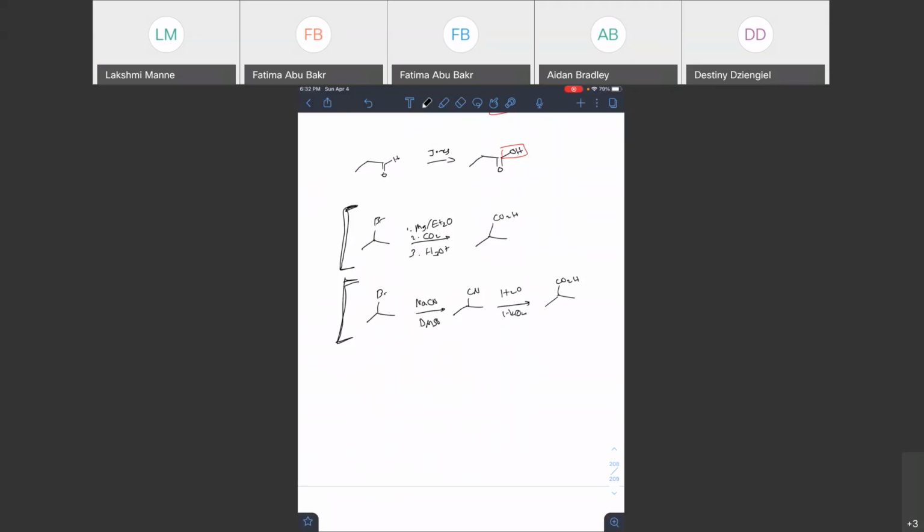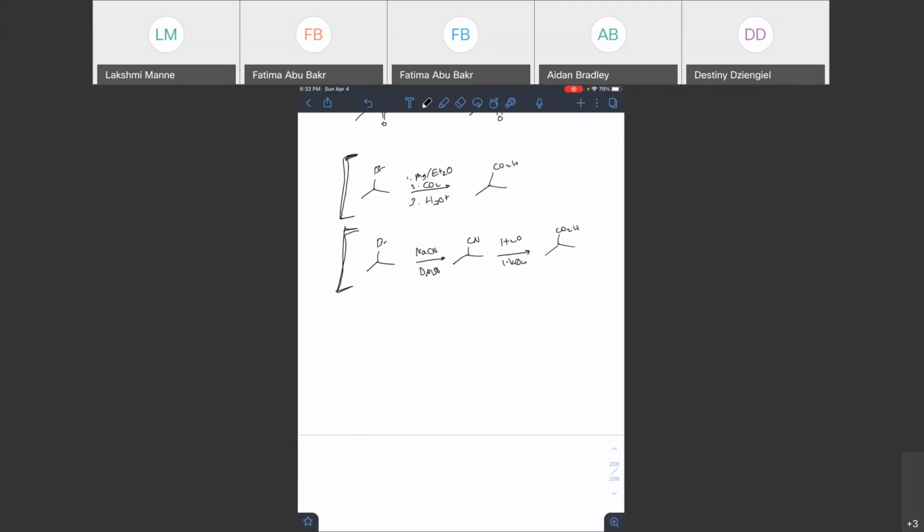And then there's one final method, which is also very similar to the one above. Let's say you started off with a double bonded O.